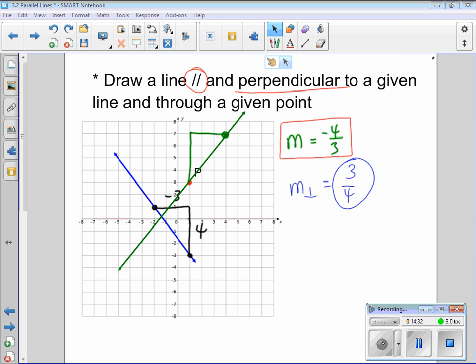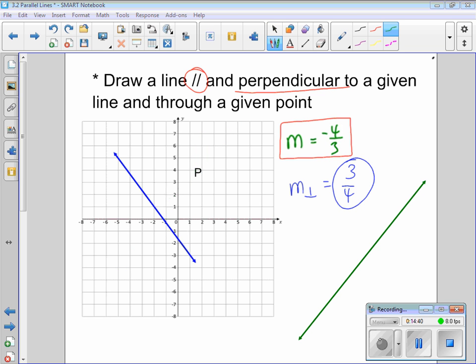And I draw my line, and I've got it. Okay, the blue line and the green line are perpendicular. To do the parallel line, I'm going to use the same slope as my original, and I'm just going to go to P and apply that slope. I'm going to leave that for you to figure out on your own.